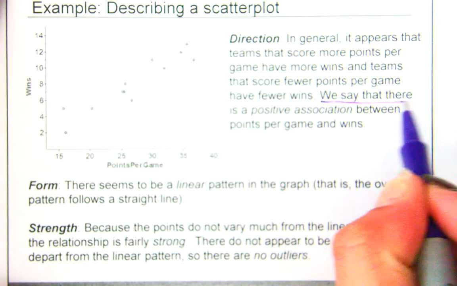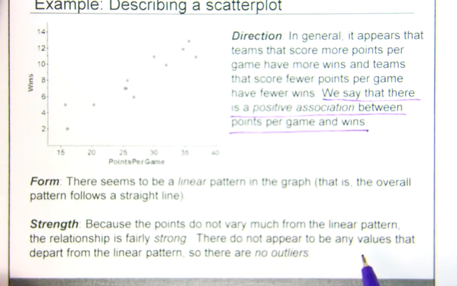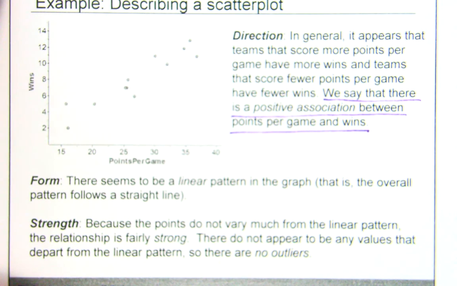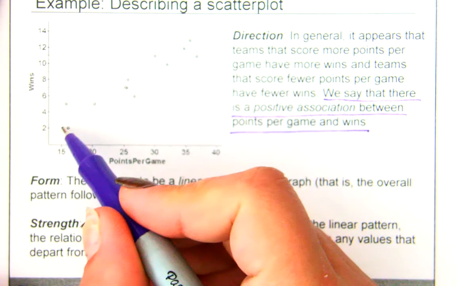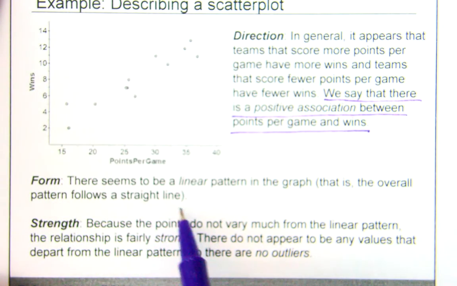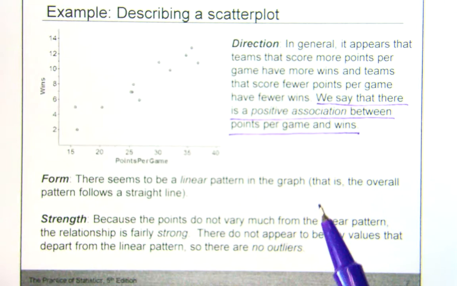This is the sentence that we're looking for. Positive association between points per game and wins. You have to state what positive association between what and what. Form, there seems to be a linear pattern, right? There seems to be a little bit of a linear pattern going on with the graph, the overall pattern follows a straight line. If you think about it, I'll show you guys on the calculator how to figure that out.